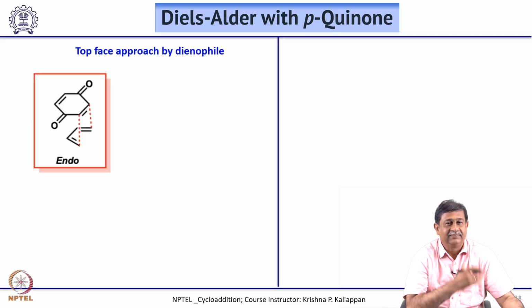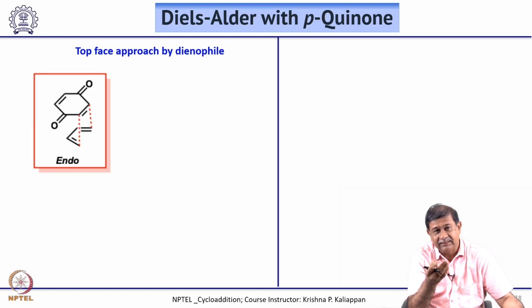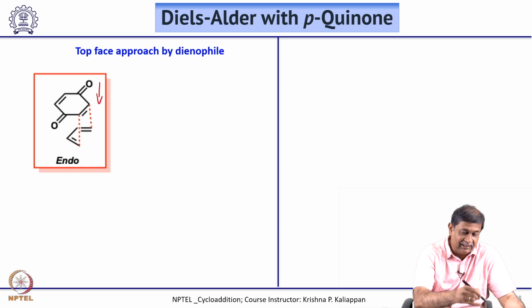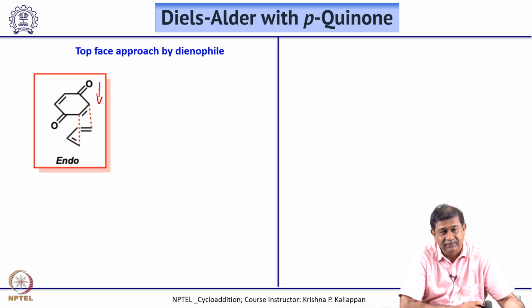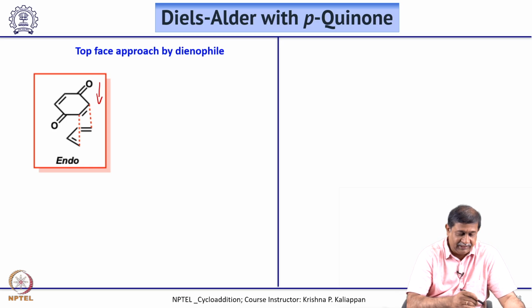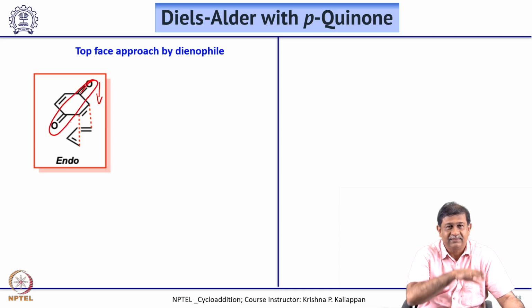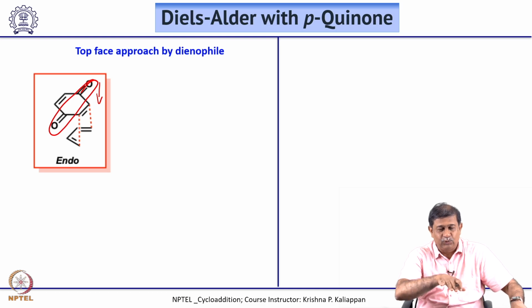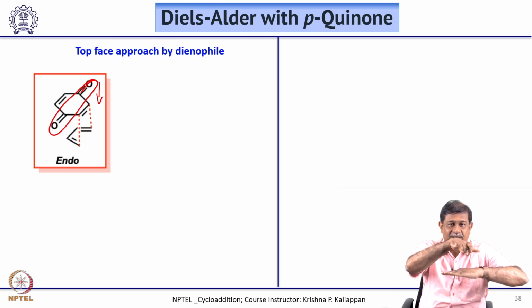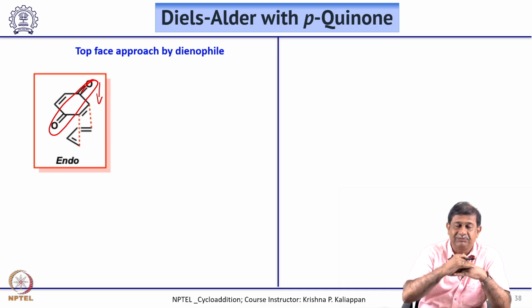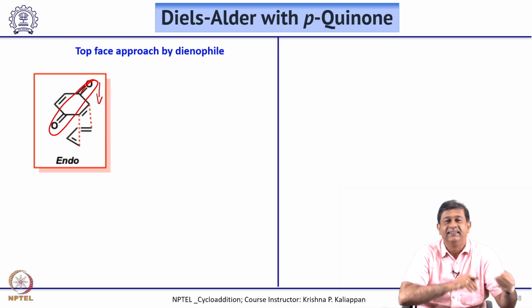So now I will give the same thing where the dienophile approaches the diene from the top face. The benzoquinone, as you can see here, approaches the diene, that is butadiene, from the top face. Here you can see again these carbonyl groups. In the case of top face approach, if the diene is like this and the dienophile is above, the carbonyl groups, that is the electron withdrawing substituents attached to the double bond, should be above the plane of the diene.